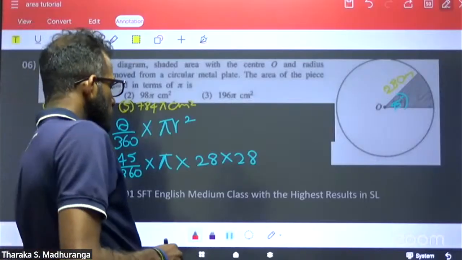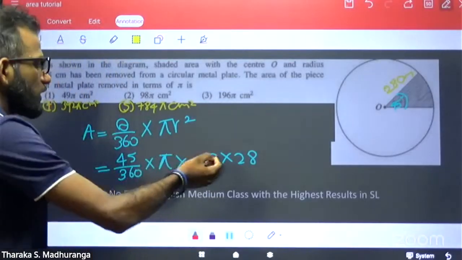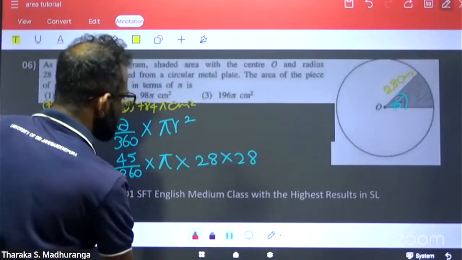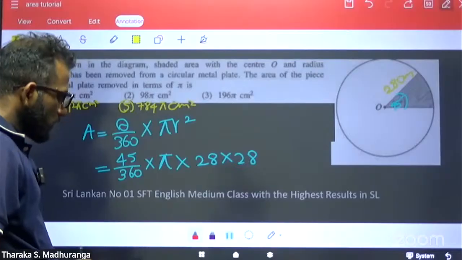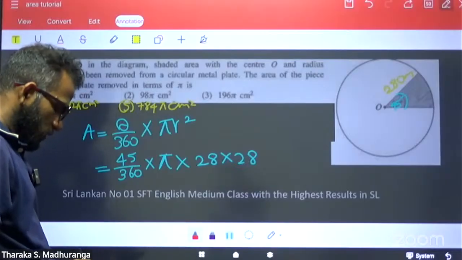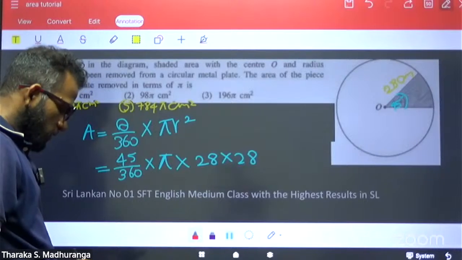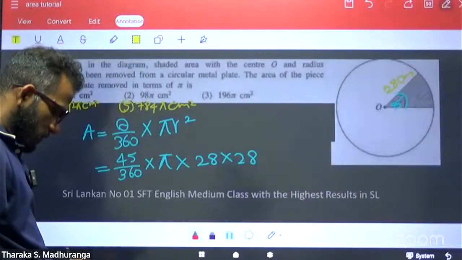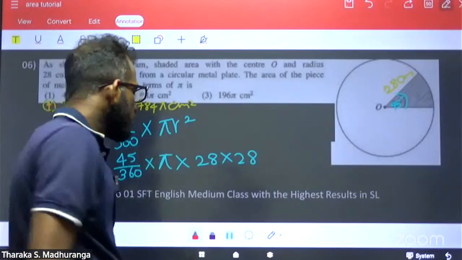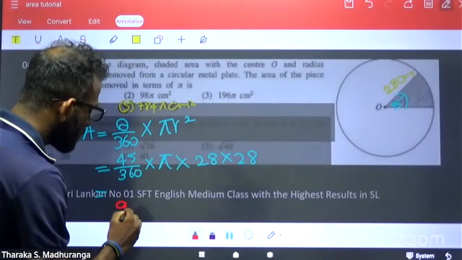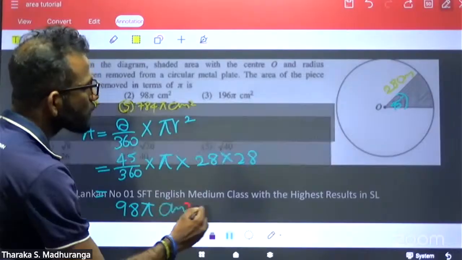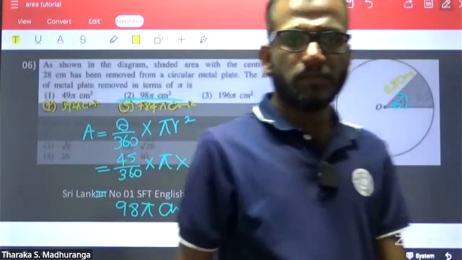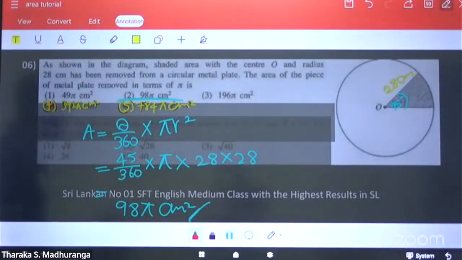Now you can use the calculator: 28 into 28 into 45 divide by 360. What's the value? 45 into 28 into 28, the answer divide by 360. It is 98. The answer 98 5 centimeters square comes. Answer number 2. Very good. All are correct. Mariam, are you good? Samya?